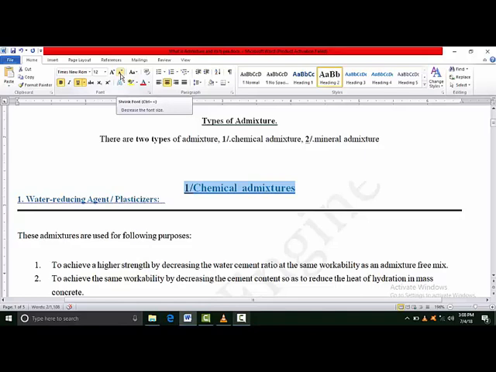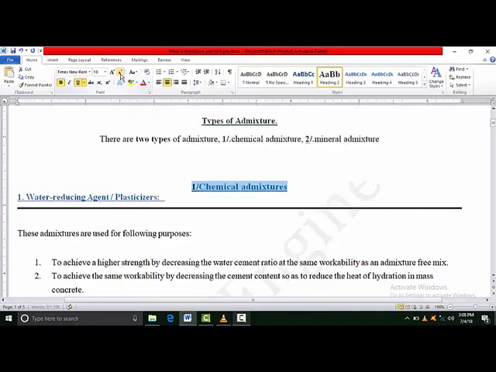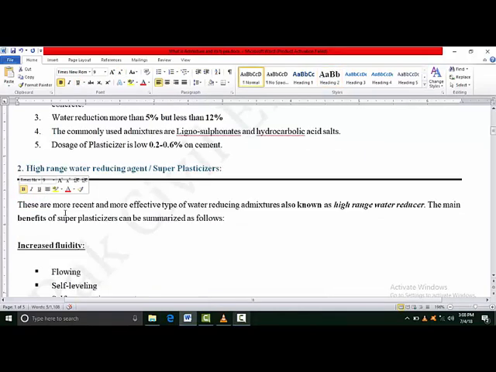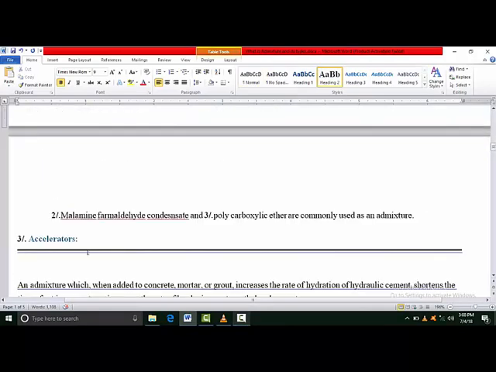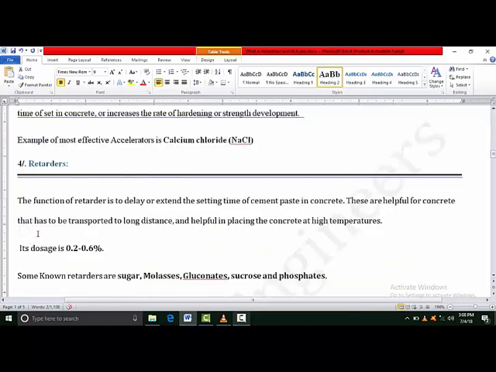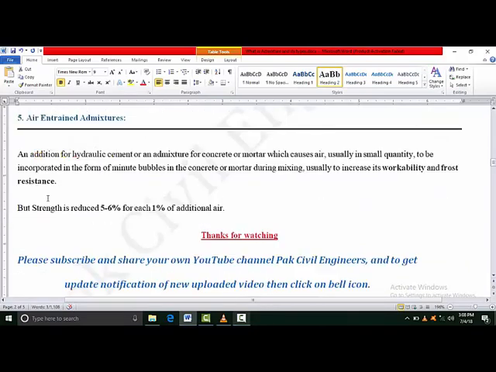There are different types of chemical admixture that we are using nowadays. One is the plasticizer, which we also call water reducing agent. The second is the super plasticizer, which we also call high range water reducing agent. The third is the accelerator, the fourth is the retarder, and the fifth is the air entraining admixture. These five types of admixture are the chemical admixtures.